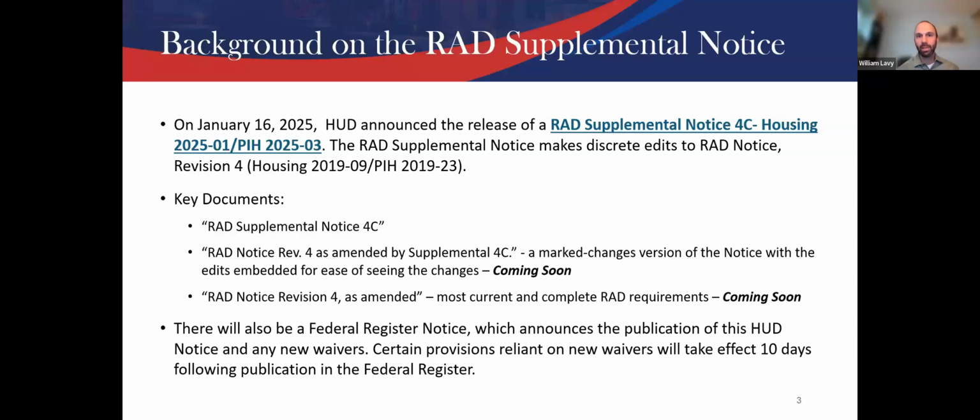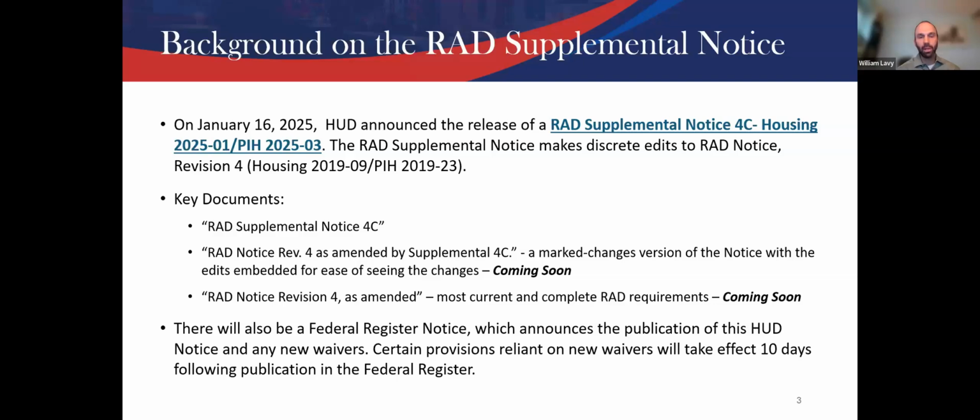You're going to have a few key documents you want to pay attention to. First of all, there's the RAD Supplemental Notice 4C itself. It's going to admittedly be a little bit hard to read on its own because it's making discrete edits. It's changing certain sections within the RAD notice. But very shortly, we'll be publishing a version of the full RAD notice, Revision 4, as it's been amended by this supplemental notice, so you can more quickly see where the changes are. And we'll also have just a clean master copy of the RAD notice with all the amendments that have been made. This is the third amendment. So you've got a master copy to use as you're implementing RAD.